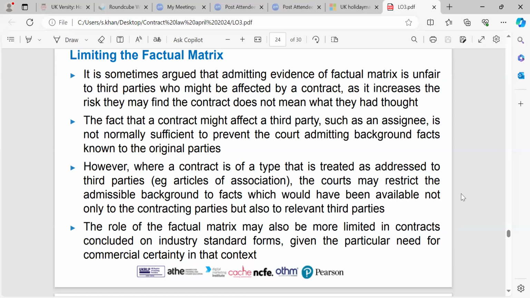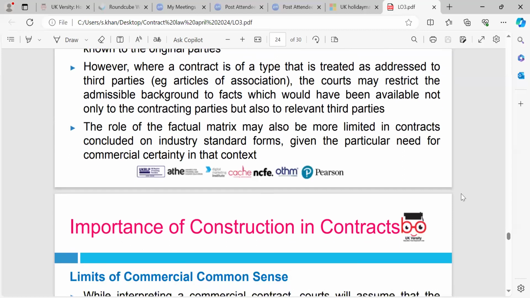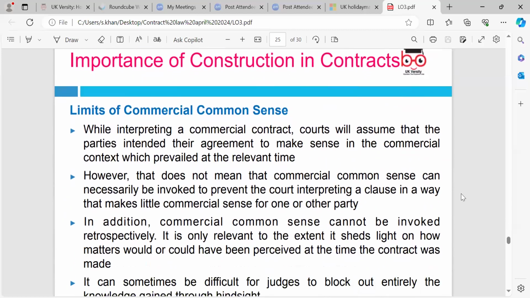However, where a contract is of a type that is treated as addressed to third parties, for example, the Articles of Association, the courts may restrict the admissible background to the facts which have been available not only to the contracting parties but also to the relevant third parties. The role of factual matrix may also be more limited in contracts concluded on industry standards, given the particular need for commercial certainty in that context.